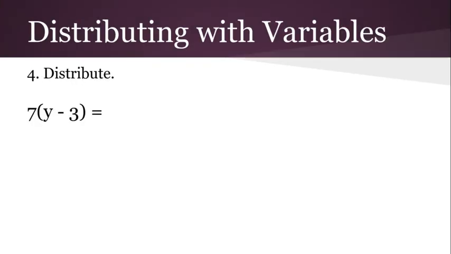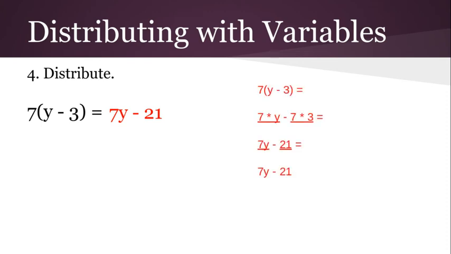Let's try again. Pause the video and then unpause to check your work. Did you get 7y minus 21? Fabulous. Here's our work. 7 times y minus 3 then becomes 7 times y minus 7 times 3, which gives us 7y minus 21 as our expression.